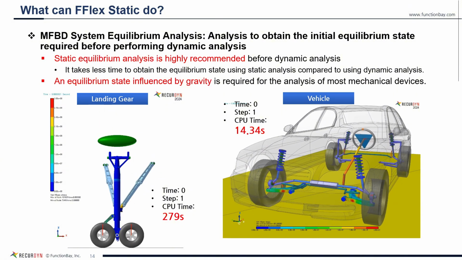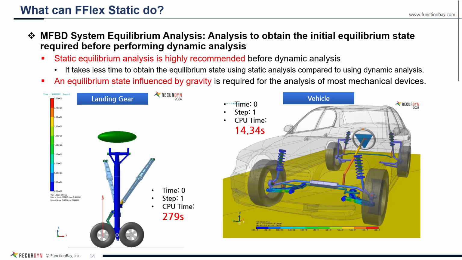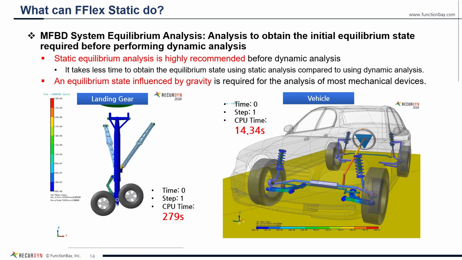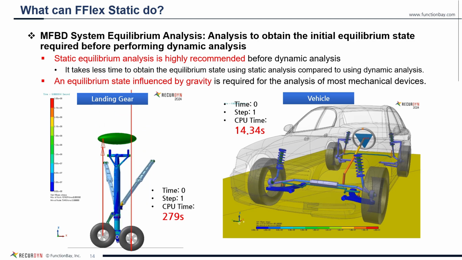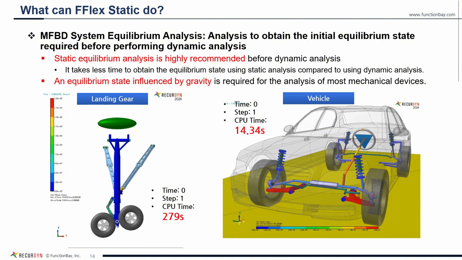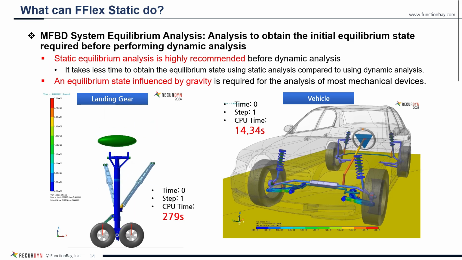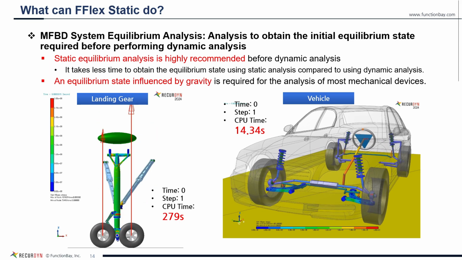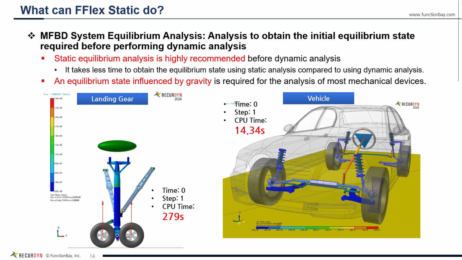Finally, static equilibrium of a complex system can be obtained using FFlex Static. Most dynamic analysis engineers will likely use this type of analysis the most. All mechanical systems on Earth start operating in a state of static equilibrium in a gravitational field. A typical example of this is a vehicle. A similar example would be the landing gear of an aircraft. In the case of the landing gear on the left, it starts while suspended in the air, but it begins operating after achieving an equilibrium state on the ground.